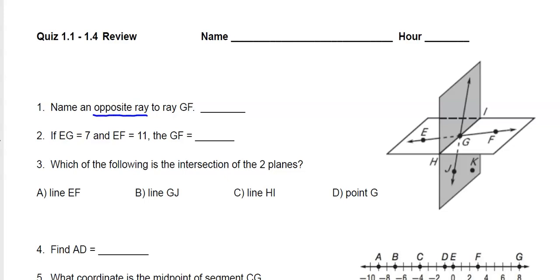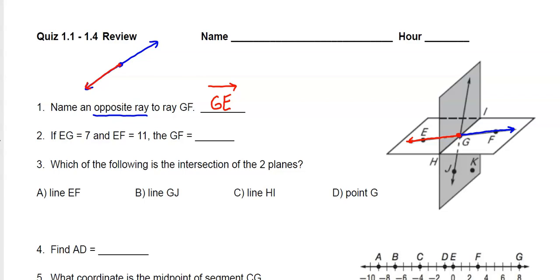So remember, an opposite ray has to have the same endpoint, and one goes in one direction and the other goes exactly in the opposite direction. But they share the same endpoint. So I have to name an opposite ray to GF. Well, GF starts here and blasts that way. So if I'm opposite to him, I have to start at the same spot and form a straight line and go the other way. So we start at G, we go through E, and I need the ray symbol up above. Got to have it exactly in that order with that notation.